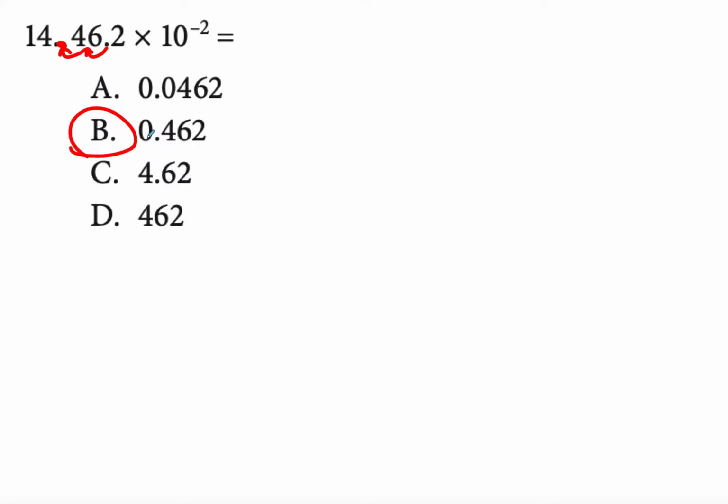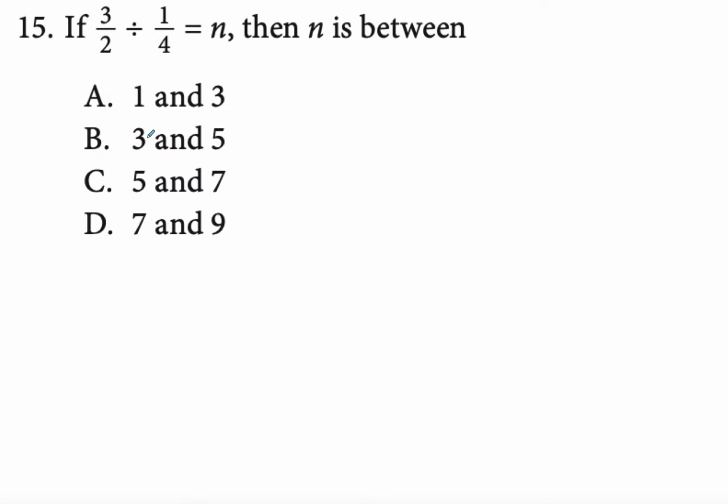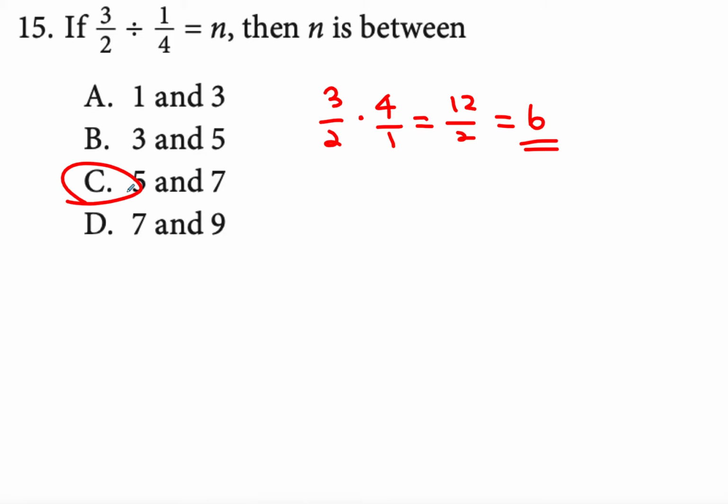All right, number 15. When they say divide by a fraction, that's the same thing as multiplying by its reciprocal. So you probably remember that. So we have 3 over 2 multiplied by 4 over 1, which now becomes 12 over 2, which becomes 6. So where is 6? 6 is between 5 and 7, which is choice C becomes the answer.